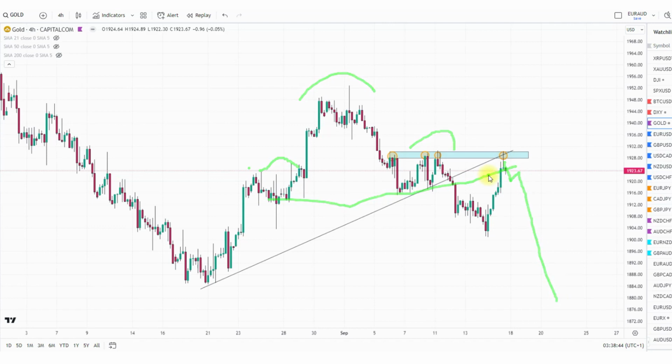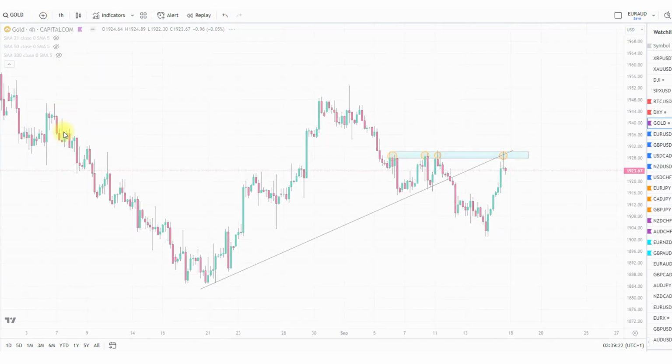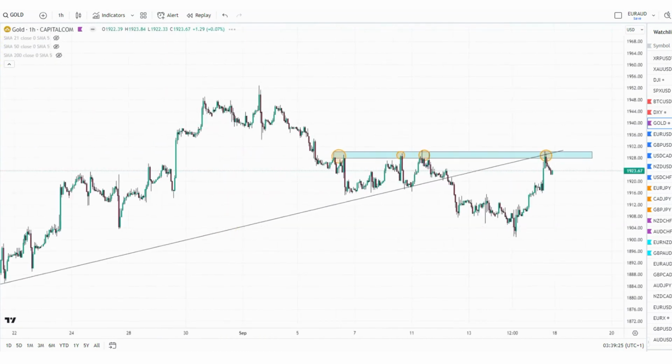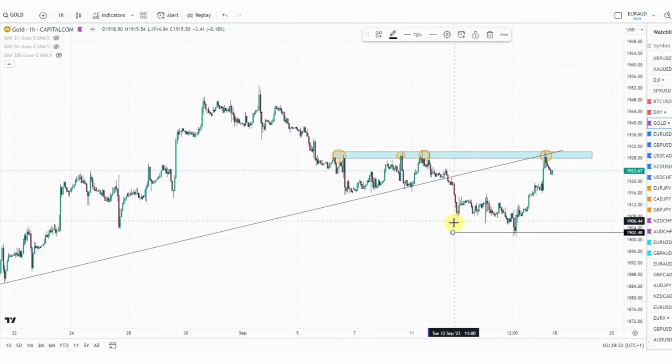So my bias on gold is to the downside, and I will not be taking a sell bias on gold if we have a break of this resistance level to the upside, because we have tested it. This is the fourth time this resistance level has been tested: this is the third time, and this is the fourth one. Probably we might see it take out this particular low. If I'm selling gold right there, this is my first TP at this particular area. As you can see, this is my first TP.